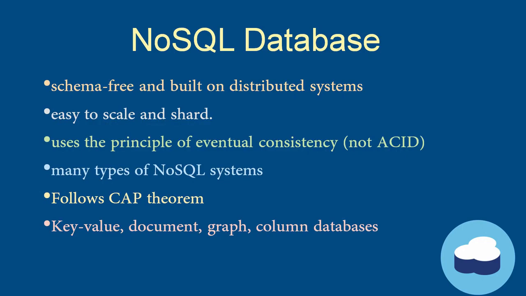So what is a NoSQL database, simply? It follows a schema-free architecture, and it is built on distributed systems. The data no longer needs to be stored on a single machine or a centralized server. It could be distributed over a cluster or spread across various regions in the world. It is easy to scale and share.